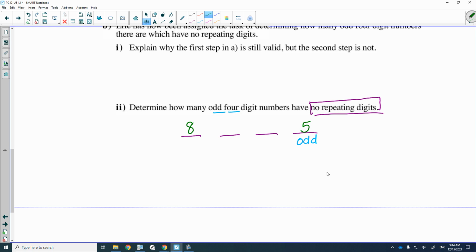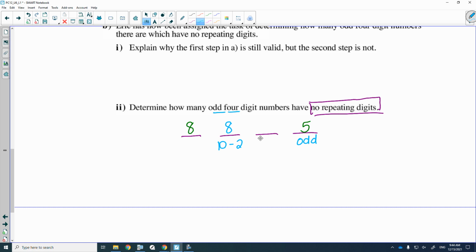In the second stage, 0 is back in the game, right? You could put a 0 in your second stage. So remember that there's 10 digits total, minus, you can't have any repeating digits. So I've placed 2 digits, so I need to subtract 2. There's 8 possible choices to go there.